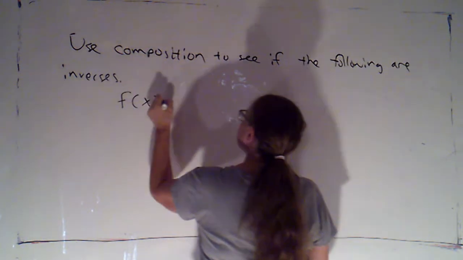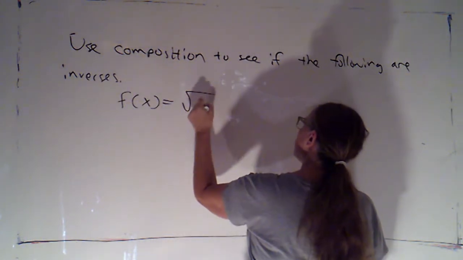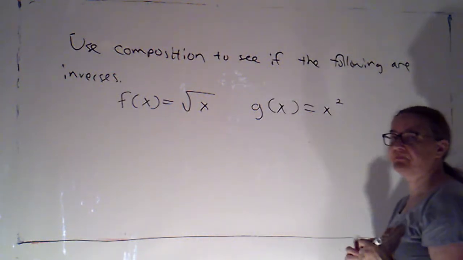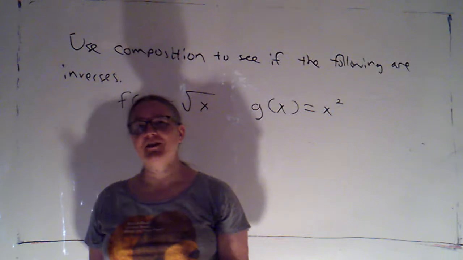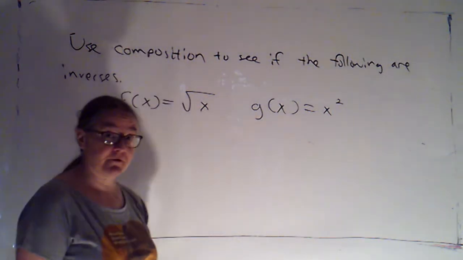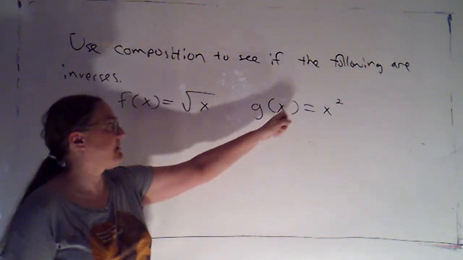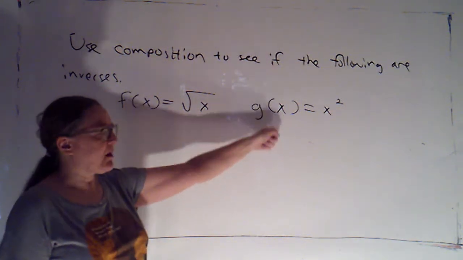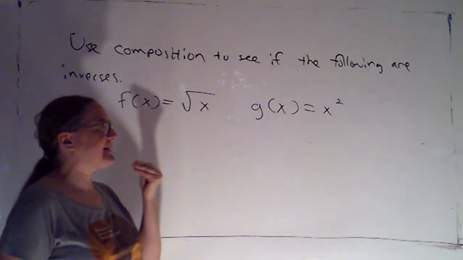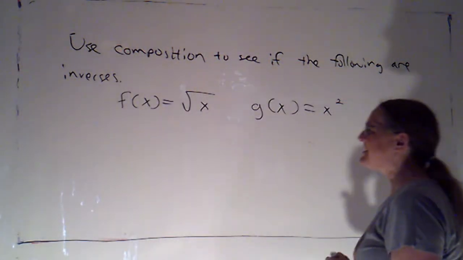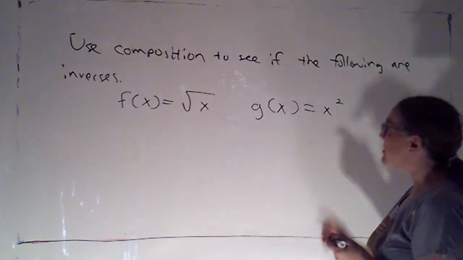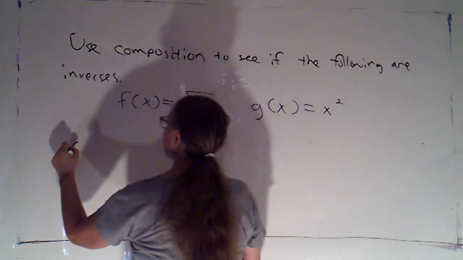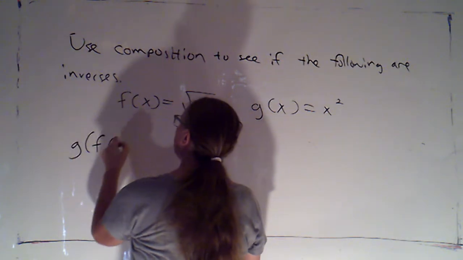Let's look at f of x equals the square root of x, and g of x equals x squared. Now, I pretty much know that the answer here is no. They aren't inverses of each other because we've established time and time again that x squared is not invertible. But I want to look at this example because I want to show you why it's necessary to check both compositions.